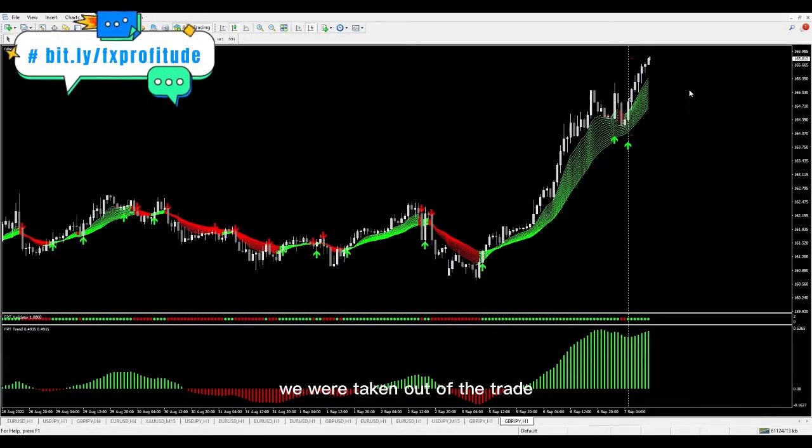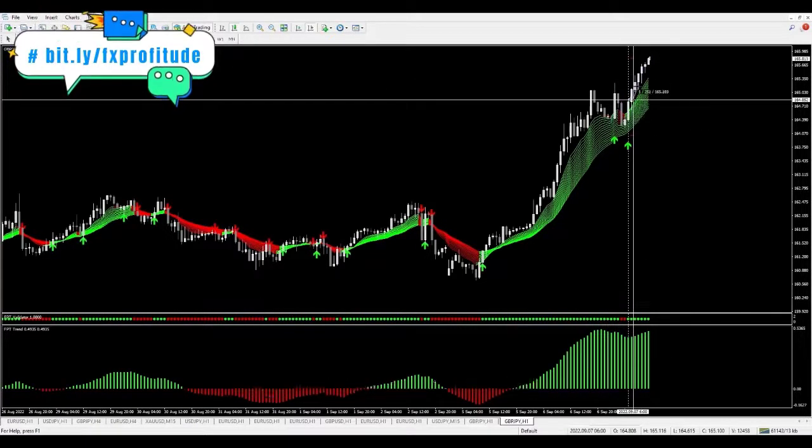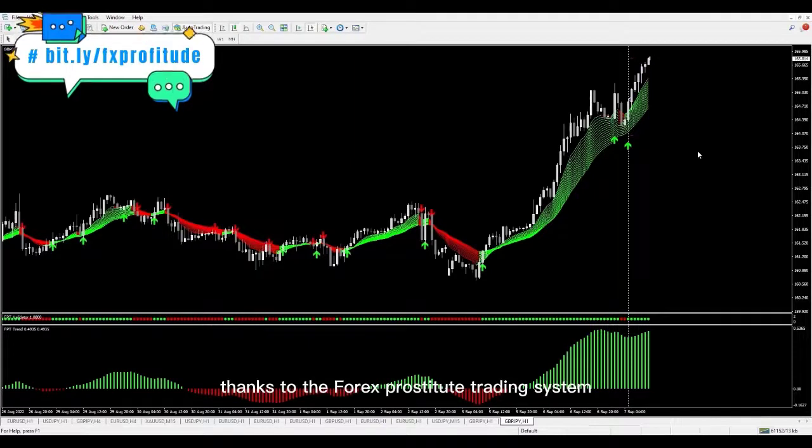We were taken out of the trade in a manner that I really like to see. The price pushed in our direction very quickly and took us out in profit with no troubles at all. The profit on this trade was 97 pips. And again, this was as easy as it gets thanks to the FX Profitude trading system.